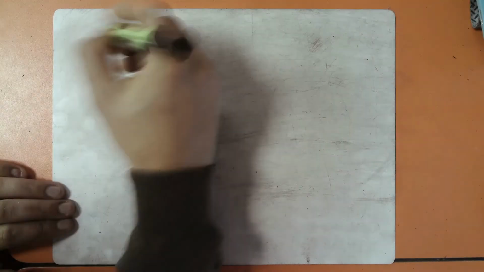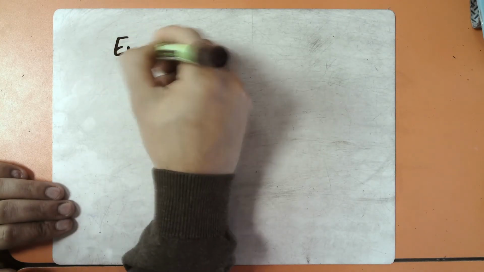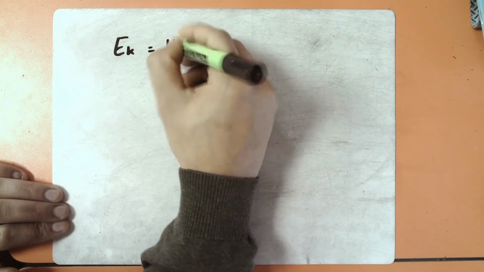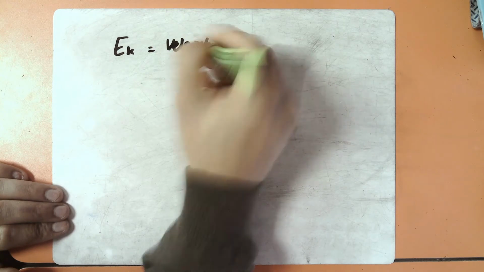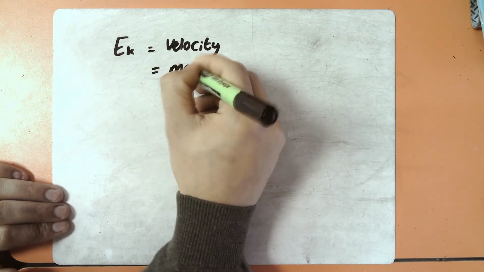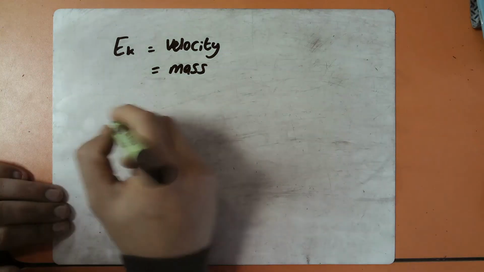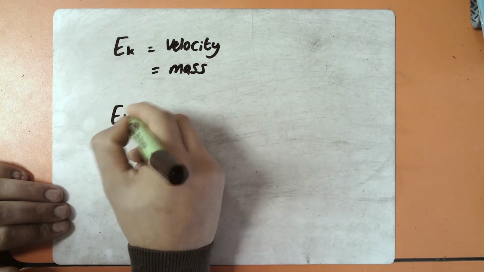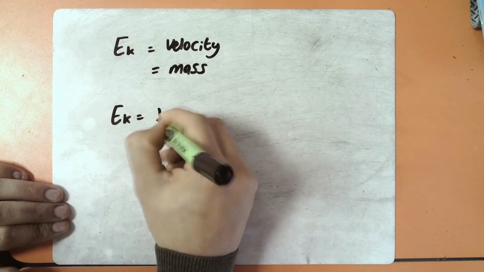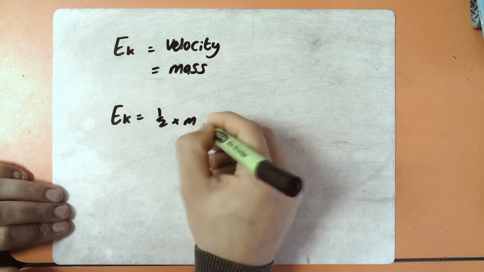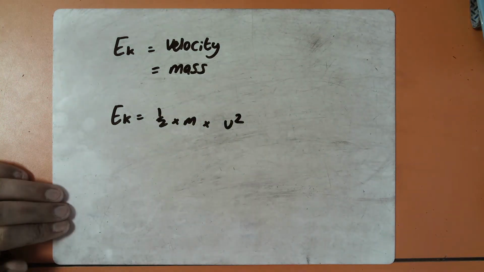Okay, so for the second part, kinetic energy. Kinetic energy is the energy stored within a moving object. Whether it is moving very slowly or very fast, it will still have kinetic energy. Kinetic energy depends on two quantities. First one is velocity, and the second one is mass. We can calculate kinetic energy using the equation half times mass times velocity squared.